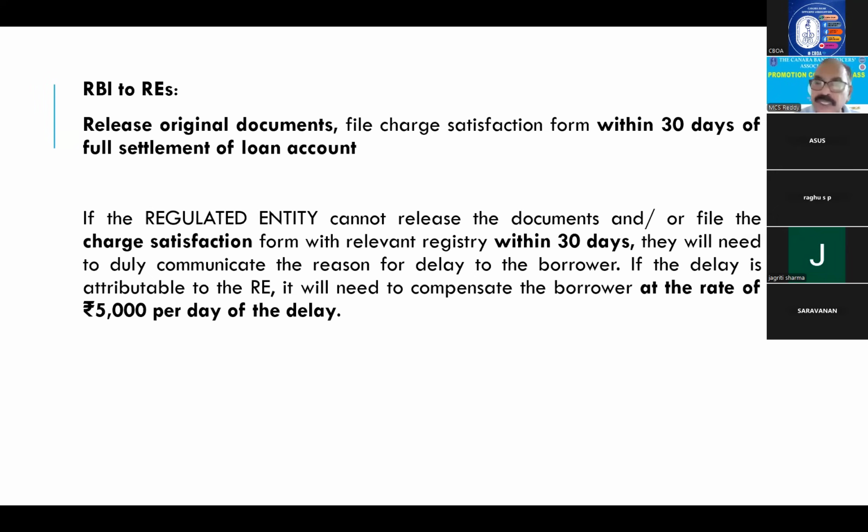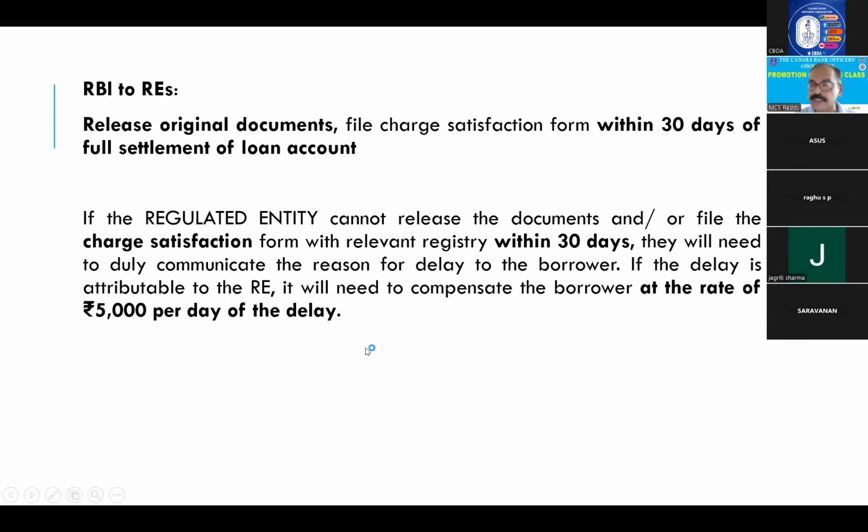And if documents are lost with us, then you have to arrange through advocates. Within 60 days, you have to arrange and give him. If you are not giving within 30 days, you have to explain to this customer. If the customer is satisfied, no issue. If it is your fault, and the customer is not satisfied, then you have to compensate the customer at the rate of 5,000 rupees per day for the delay in delivering the documents beyond 30 days.